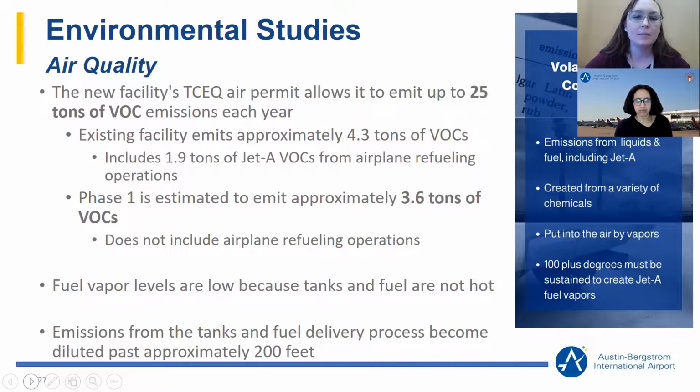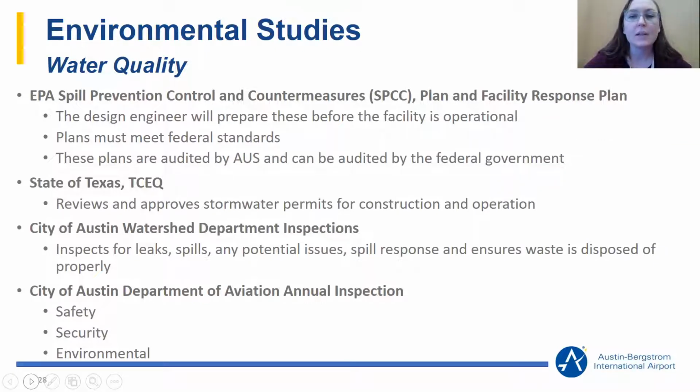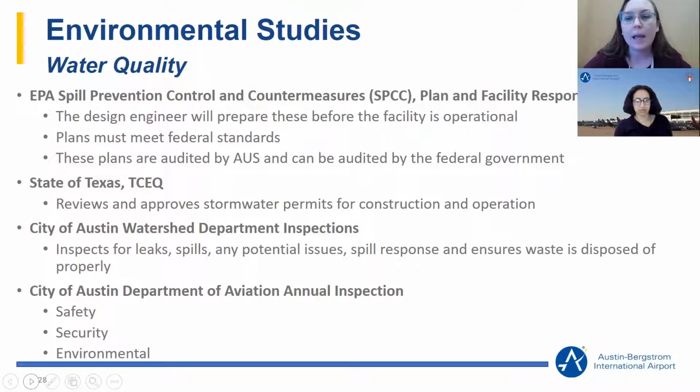Next slide, please. The Environmental Protection Act requires a spill control policy and a response plan that meets federal standards. This site also has to meet state and city requirements for water quality considerations. And we, as the airport, conduct annual inspections for safety, security, and of course, environmental impacts. This means that we go out and inspect the site for any signs of leaks, rust, or cracks in the concrete. And this really makes sure that the site maintains best practices and obligations to have a safe operation. Next slide, please.